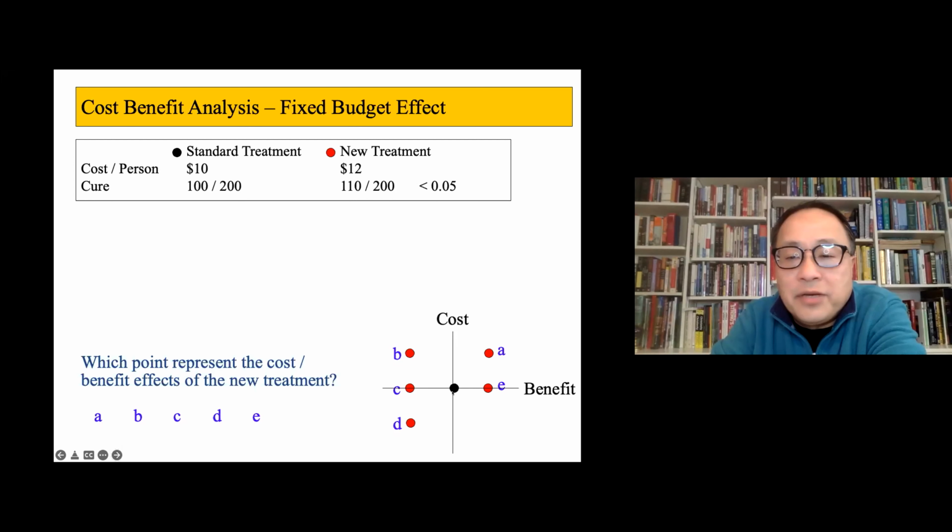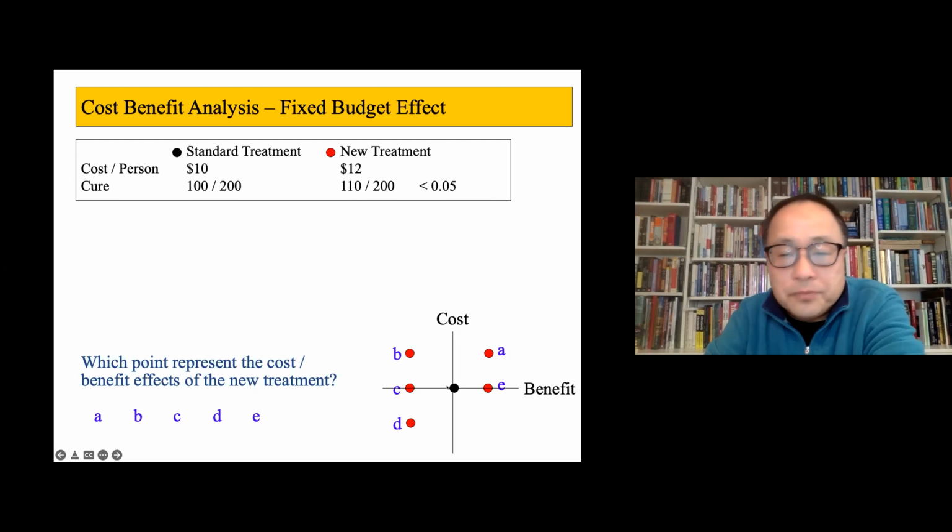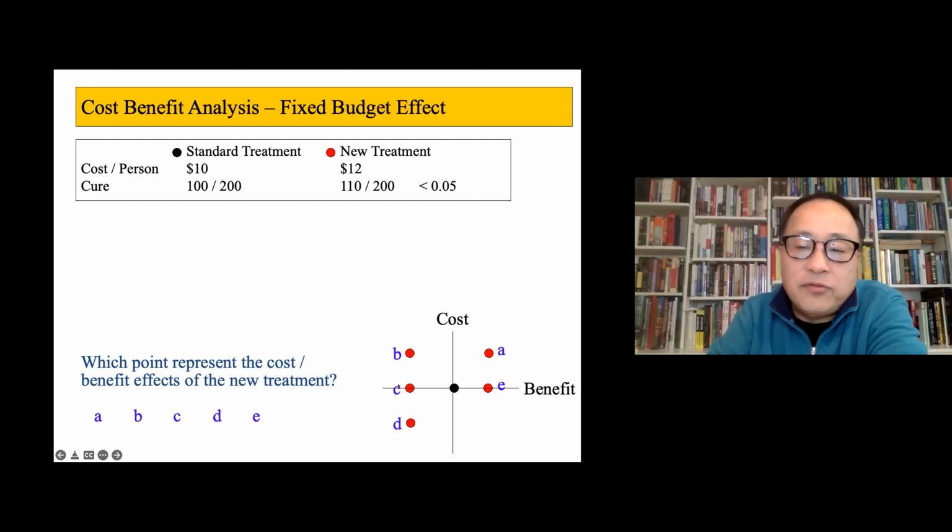Option A is that you get more benefit and more cost, and that may be acceptable if you can afford it. But you wouldn't necessarily want to move in the leftward direction, because you're losing benefit at more cost. And so you can look at these various options and see which way this scenario would represent. Well, it's actually a little bit more complicated than it may seem on the surface.